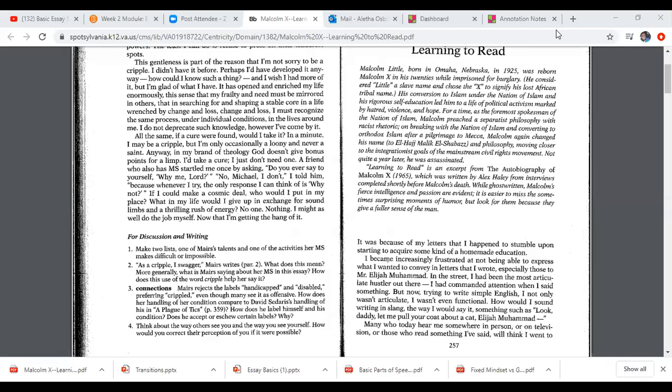Just to pop in for a second, you guys, don't forget to do your previewing, looking at the title, looking at the first paragraph, last paragraph. See how that can help you gather some understanding before you dive into the text.